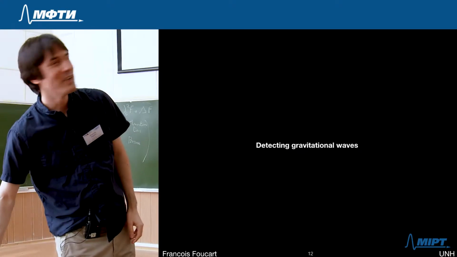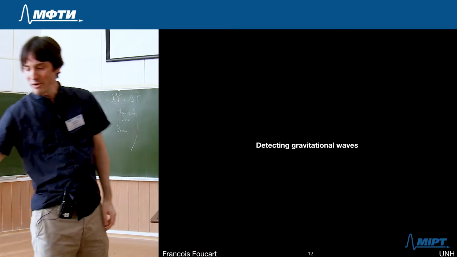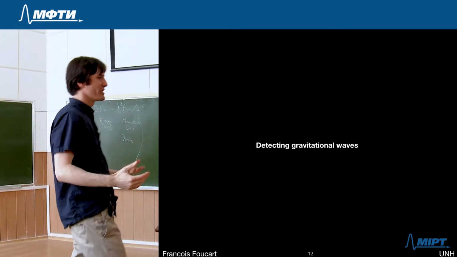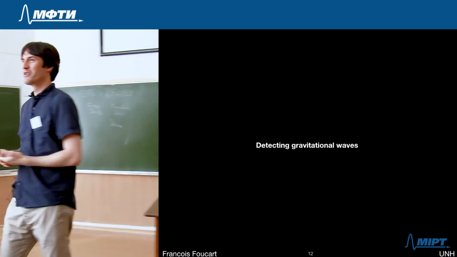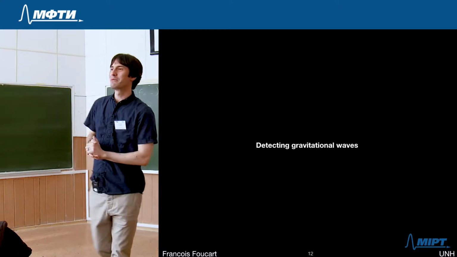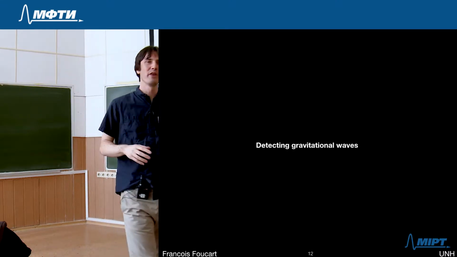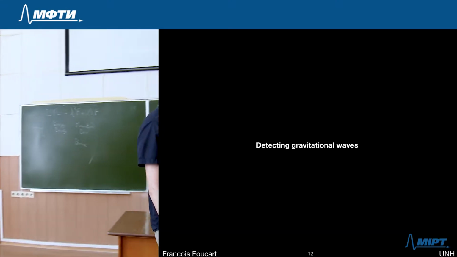All right, so let's have a look now at what is actually involved in detecting these gravitational waves. I'm going to focus mostly on the LIGO and Virgo detectors, because those are the ones that have actually seen gravitational waves so far. But I'll also say a few words about other methods later on.